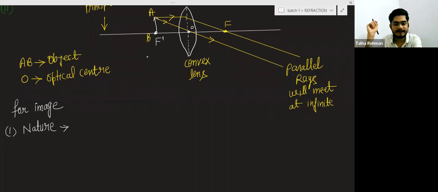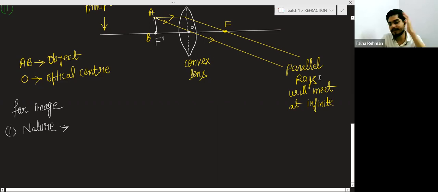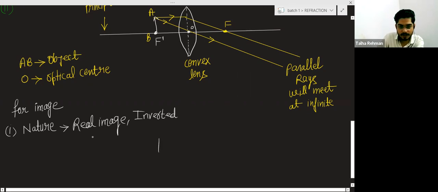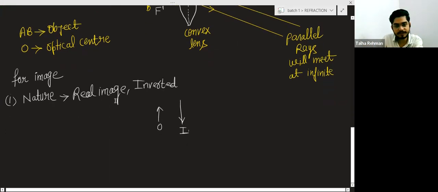Okay, so talking about the nature of the image, as the rays are meeting in actual, then you will say the image will be a real image. And if the image is real, then you will say this will be inverted also. Inverted means if your object is like this, then your image will be like this. Inverted means ulta image. Okay, in Hindi we say real image, and this will be also inverted.